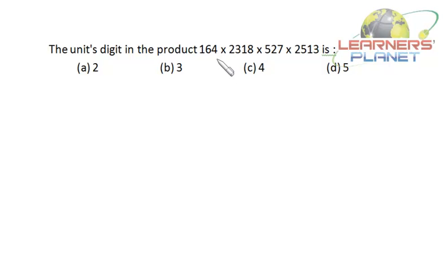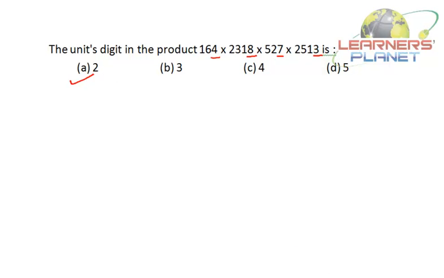Now let's see this case. Here we have to calculate the unit digit. So it's 4 into 8, 32. Drop 3 and continue with 2. That 2 into this 7, 14. Drop 1 and continue with 4. 4 into 3, 12. So what we'll be getting as unit digit is 2.